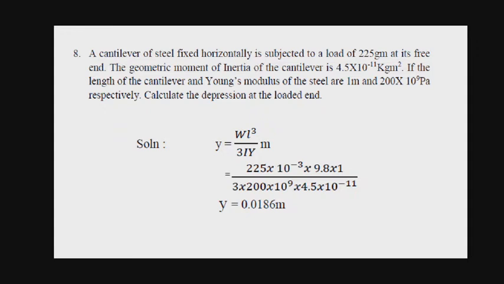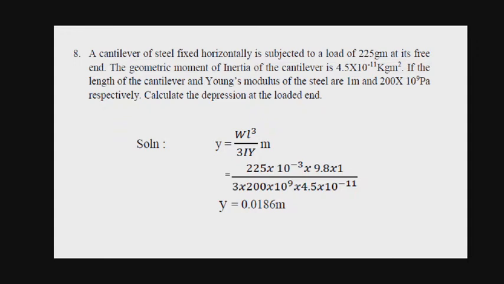So given M is equal to 225 gram, W is equal to 225 into 9.8 into 10 to the power minus 3 Newton. I is equal to 4.5 into 10 to the power minus 11 kg meter square. L is equal to 1 meter. Y is equal to 200 into 10 to the power 9 Newton per meter square. So this is small y.